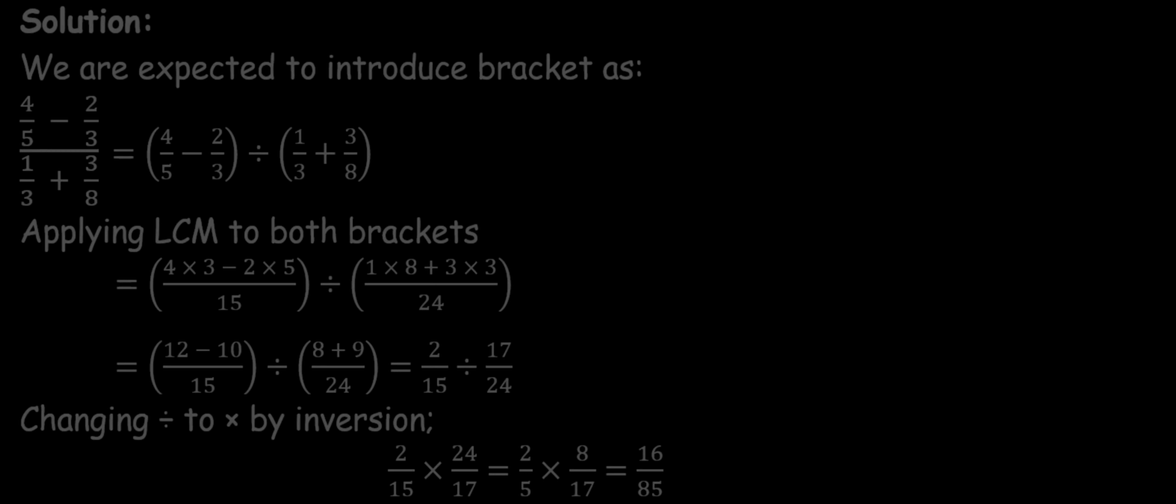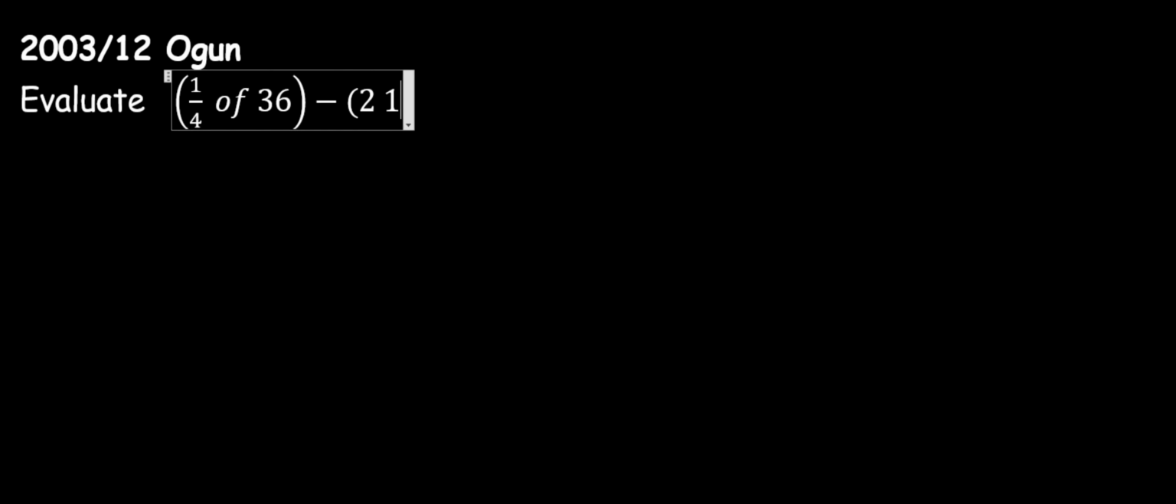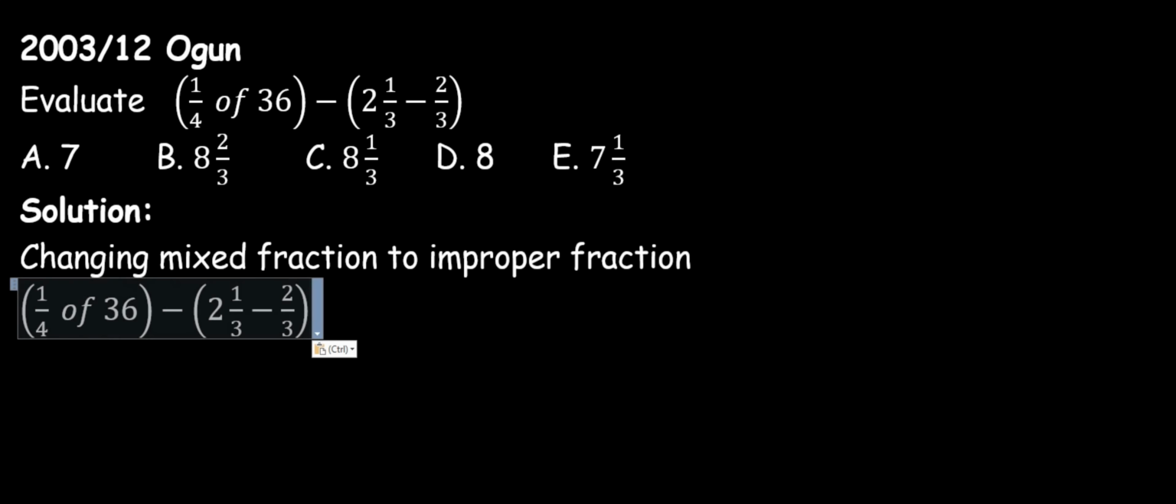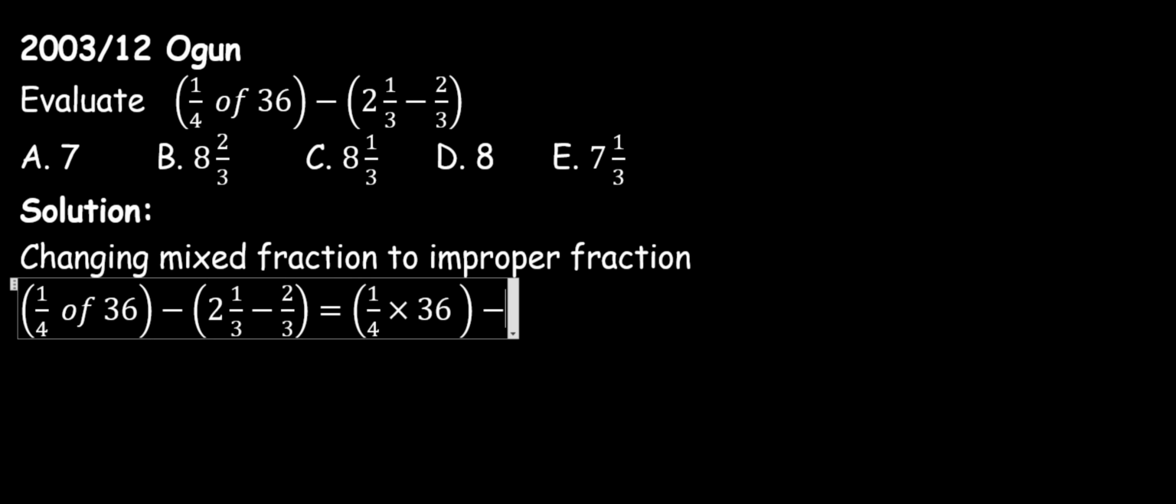Another example. Evaluate 1 over 4 of 36, bracket close, minus 2 whole number, opening a bracket, 1 over 3 minus 2 over 3, bracket close. The options are given. Solution. First, we change the mixed number to an improper fraction. Our given problem will become equals to 1 over 4 times 36, knowing that of is the same thing as multiplication, minus 7 over 3 minus 2 over 3, bracket open and close.